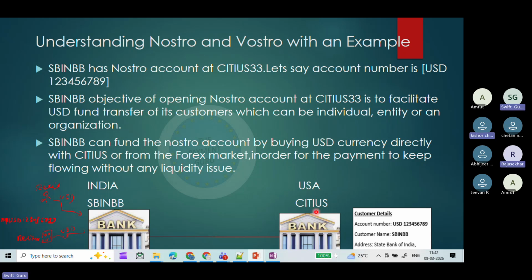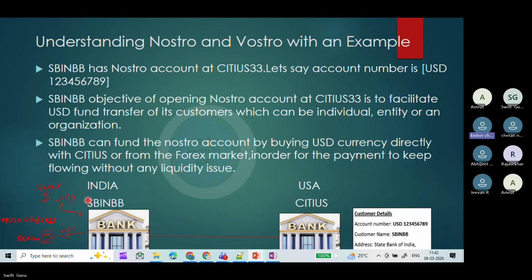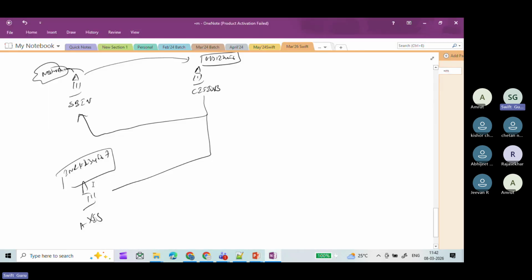The bank will be different, but for their INR currency transfer, if Citi US Bank wants to make an INR currency transfer, in that case they have to route the payment via Axis. Yes, but that will be a Nostro account for them. Yeah, for them it is a Nostro account. Correct. And for Axis Bank, it will be a Vostro account. Correct.